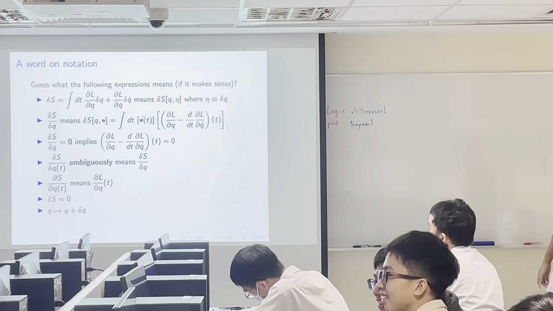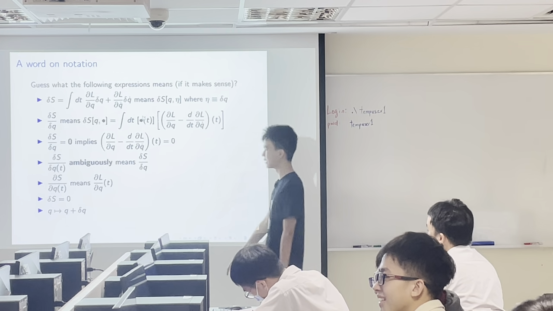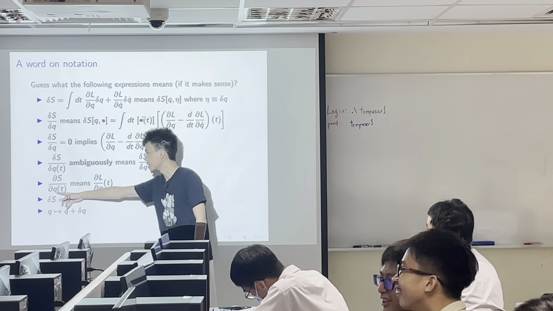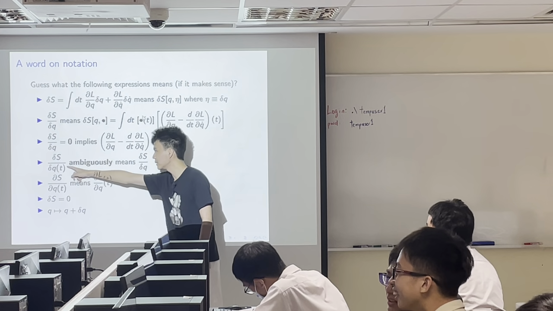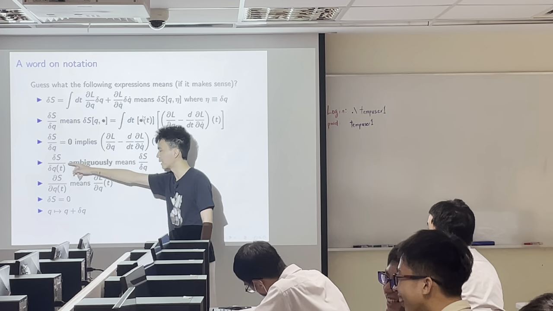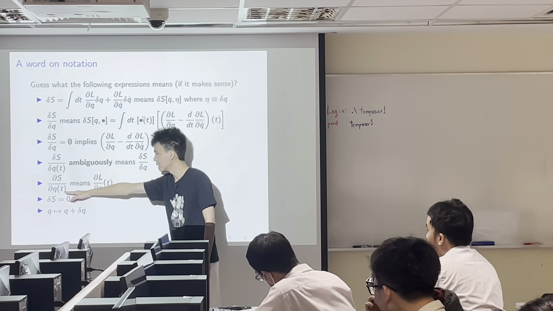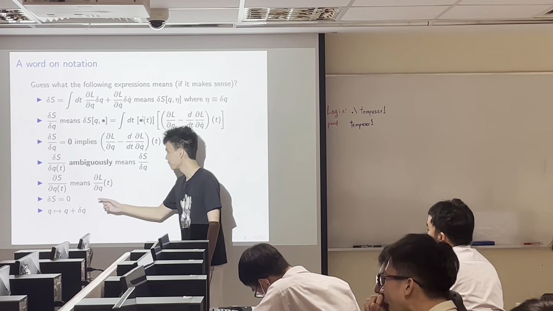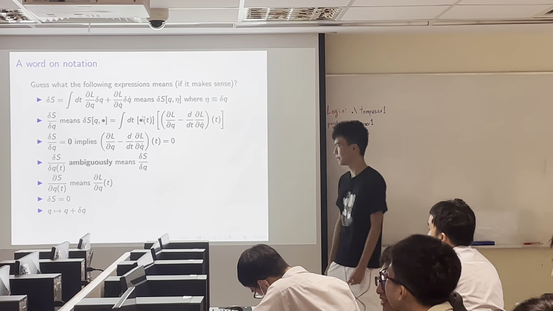Okay, and the next thing, if you write partial over here, then you actually mean taking the derivative with respect to this single variable. This Q above here is the entire function, while the point here is a function at some point in time. Okay, so that will evaluate down to the Lagrangian.